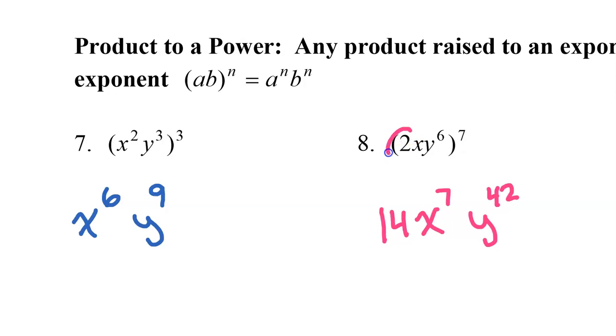This is just a number being raised to a power. In other words, this is 2 to the 7th power. It is not 2 times 7. So we can simply write 2 to the 7th power like this.